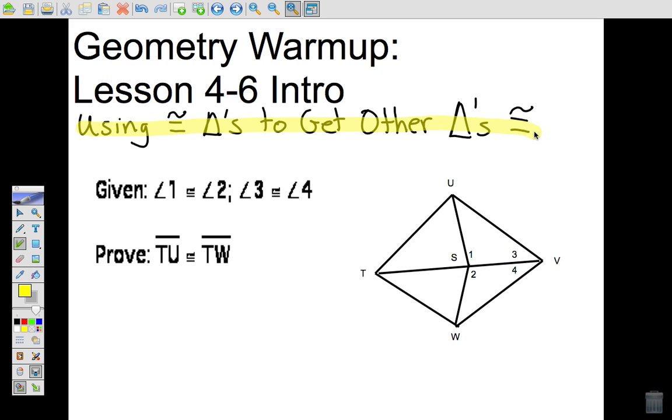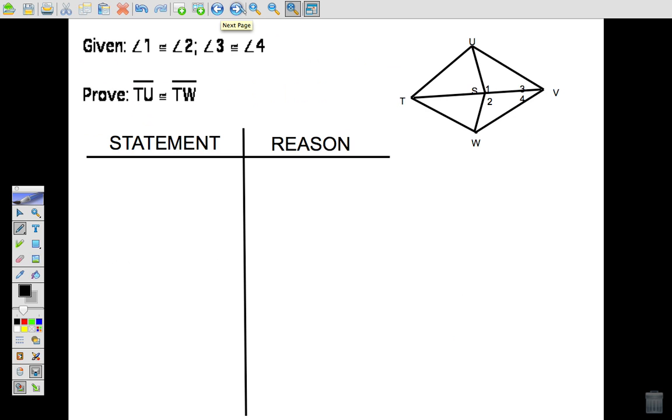As you can see here, the given is we know that angle 1 is congruent to angle 2, and we can see that angle 3 is congruent to angle 4. And they want us to prove that TU, this part, is congruent to TW, this part. All right, so what we're going to do here is set up a proof. So again, I'm going to mark what I know, the given. So angle 1 is congruent to angle 2, and angle 3 is congruent to angle 4. And remember, we're trying to prove that TU is congruent to TW.